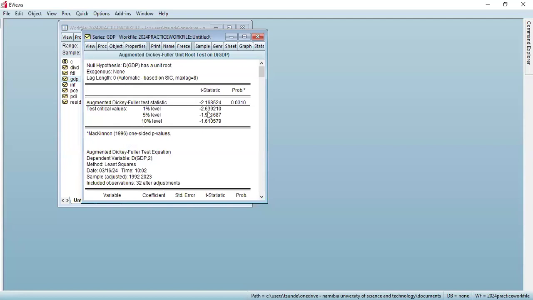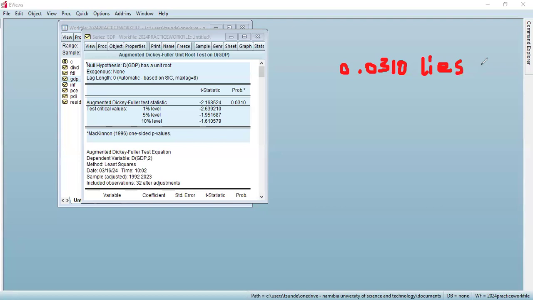This is it. Now, who can tell me the correct answer? Who can tell me the correct answer? It's stationary at 5%. Yes, correct. That is very correct. It's stationary at 5% because 0.031 lies between 1% and 5%.